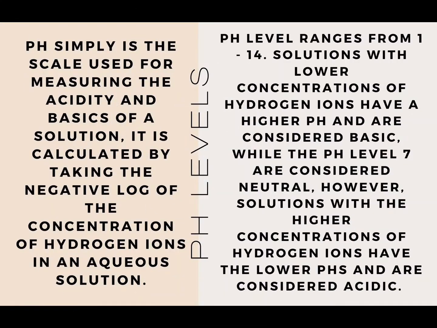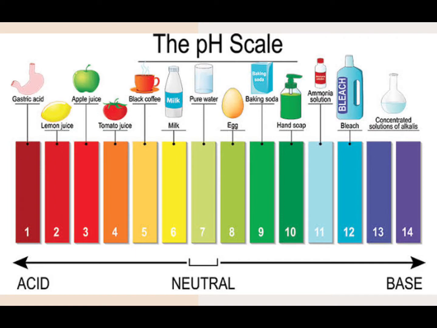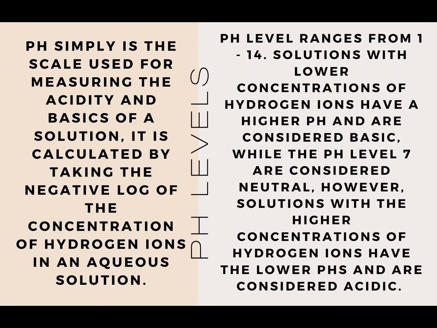So today's experiment focuses on natural pH indicators. But do we have an idea what is pH and what is pH level? pH is simply the scale used for measuring the acidity or basicity of a solution. It is calculated by taking the negative log of the concentration of hydrogen ions in aqueous solution. pH level ranges from 1 to 14. Solutions with lower concentration of hydrogen ions have the higher pH level and are considered basic, while pH level 7 is considered neutral. However, solutions with higher concentrations of hydrogen ions have the lower pH level and are considered acidic.